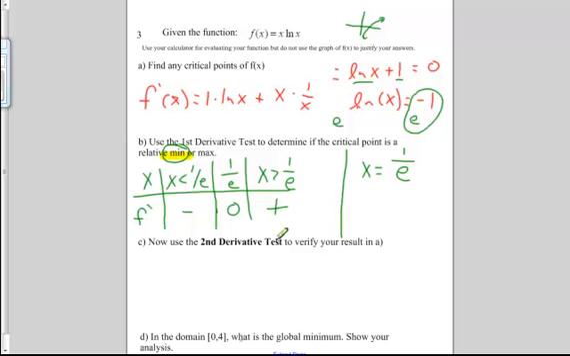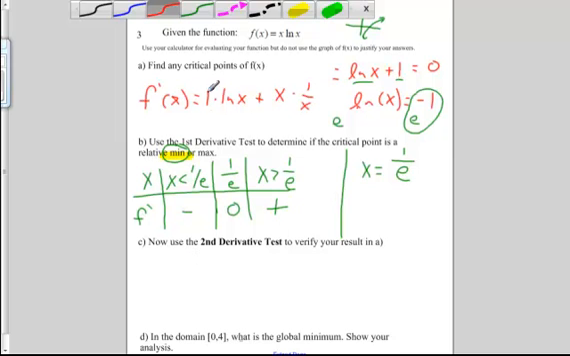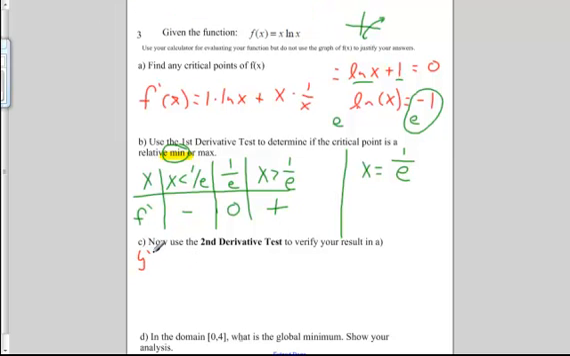Now let's verify that result with a second derivative test. And the second derivative test, I think you'll like a lot more. The second derivative test says, well, if my derivative is ln x plus 1, my second derivative is going to equal the derivative of ln x, which is 1 over x. And I'm going to evaluate that at my critical point. So y double prime equals 1 over 1 over e. So it just equals e. And that's all we're looking for.